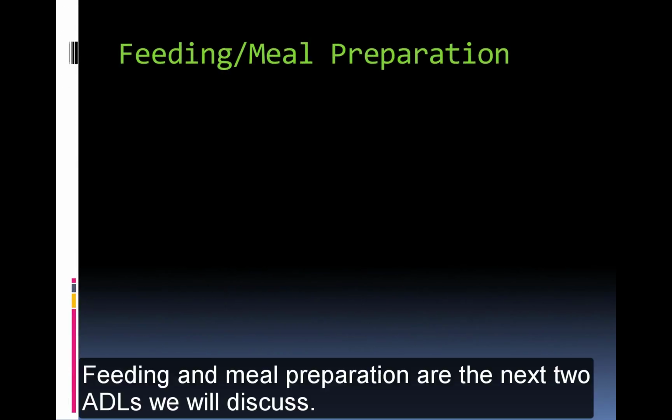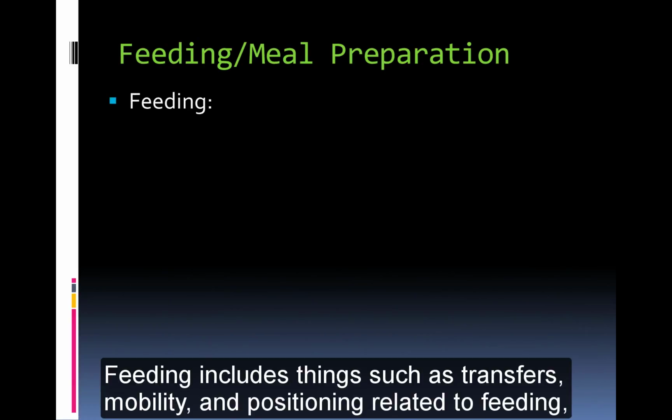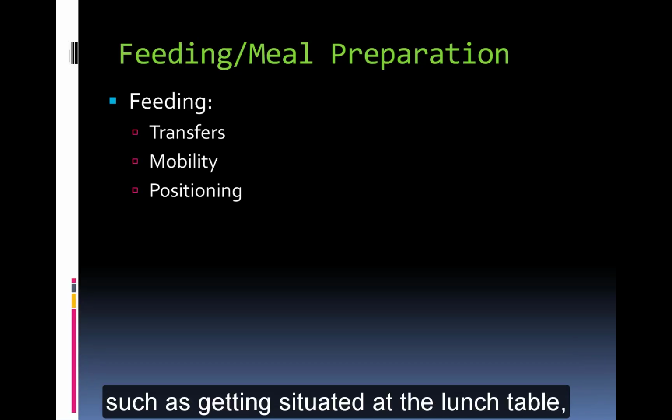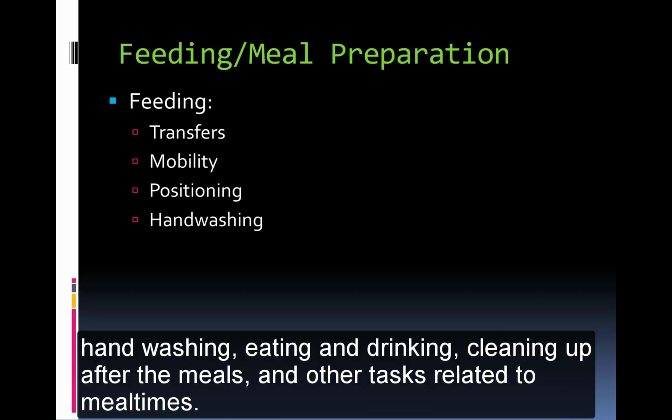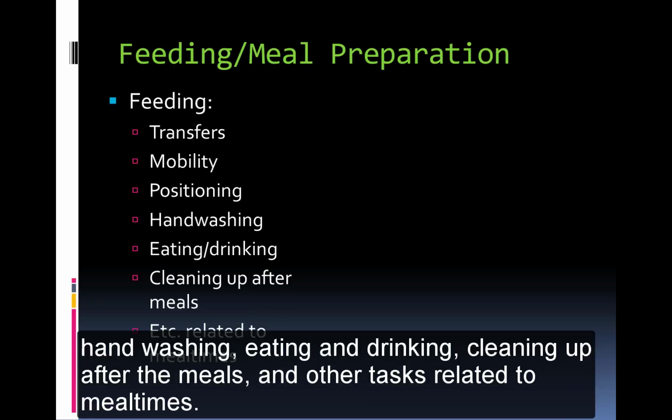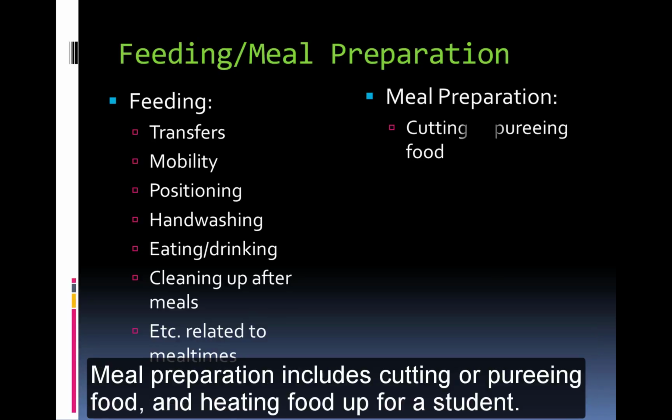Feeding and meal preparation are the next 2 ADLs we will discuss. Feeding includes things such as transfers, mobility, and positioning related to feeding, such as getting situated at the lunch table, hand washing, eating and drinking, cleaning up after the meals, and other tasks related to meal times. Meal preparation includes cutting or pureeing food and heating food up for a student.